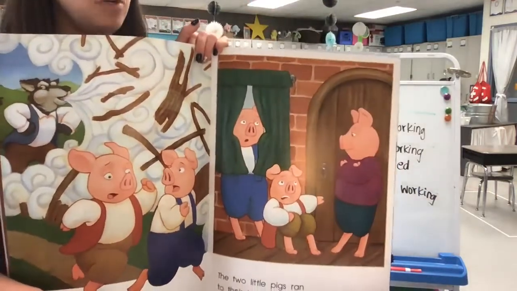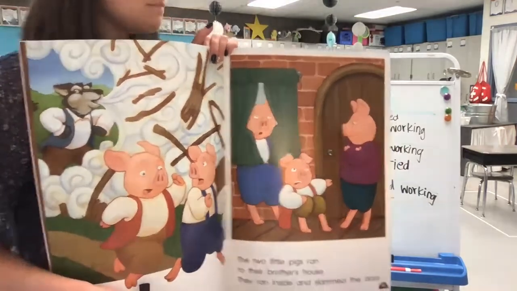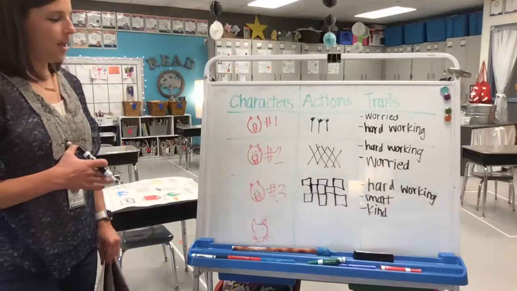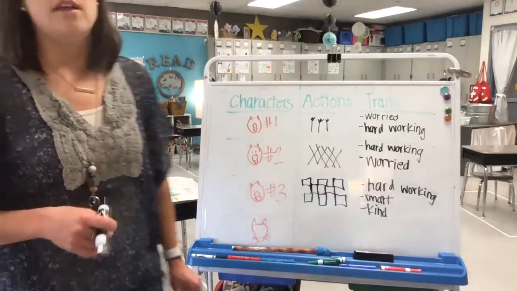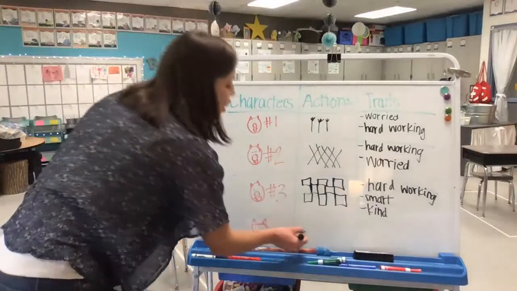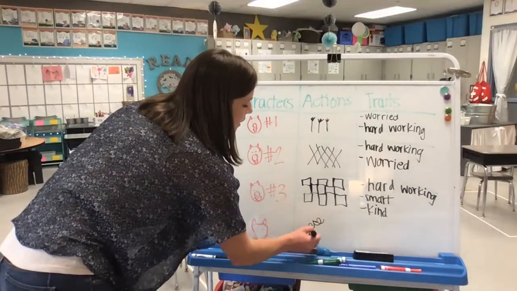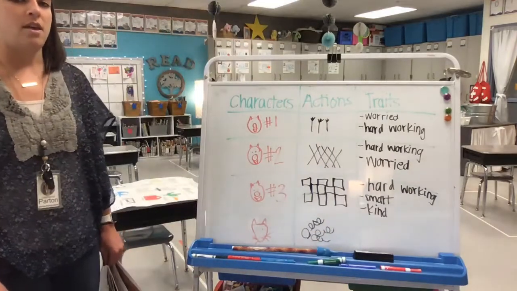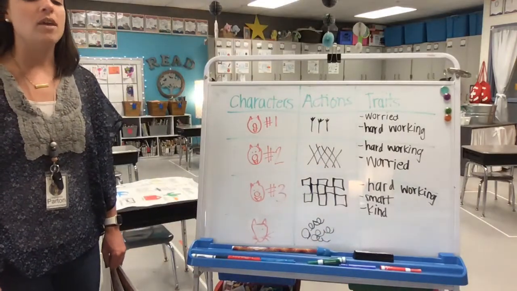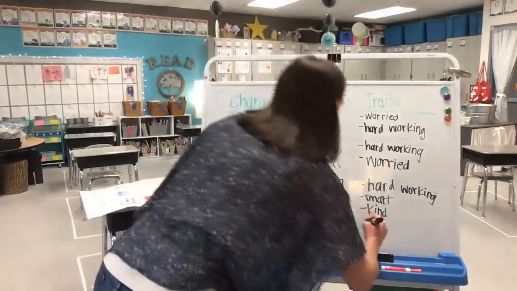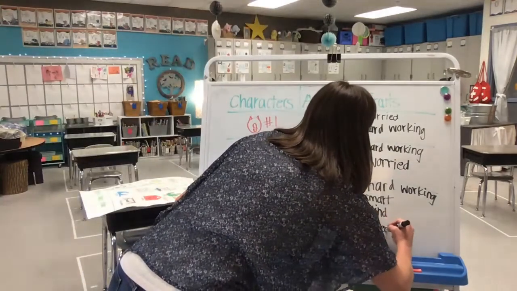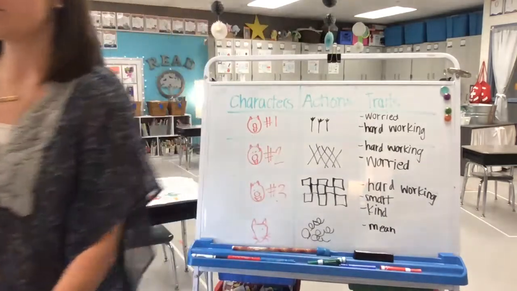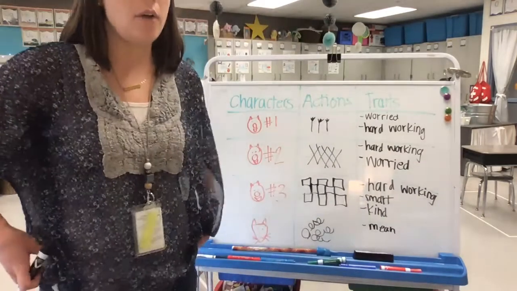So as readers, this is what we're doing in our brains, whether we realize it or not. We're thinking about the characters, what they are doing and how they are feeling and how they're reacting to their actions. So in our story, starting out, the very first pig makes his house out of straw. So that's his action. He builds his house out of straw.